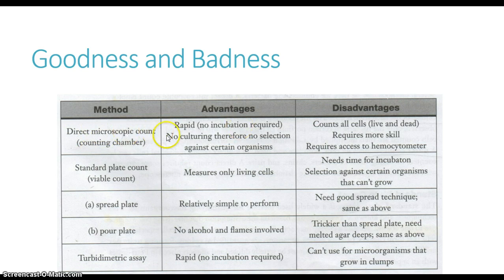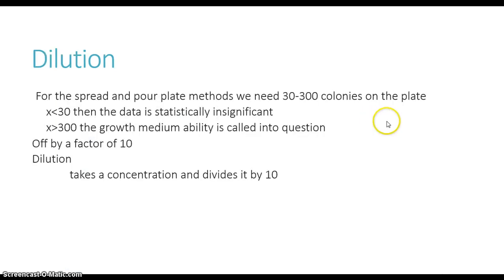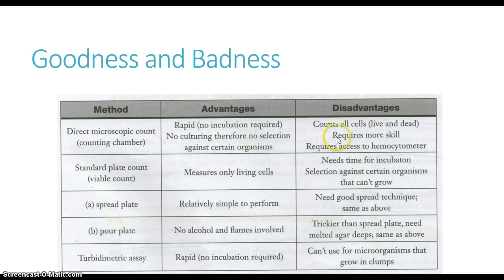Direct microscopic count is very rapid. There's no culturing, and therefore there's no selection against certain organisms, so anything can grow. However, counts are of alive and dead cells. Sometimes it requires a lot of skill. At my lab job, sometimes the eggs we're trying to count are actually different eggs than what we want to count, so it takes knowledge of the type of cell and what it looks like to do the count, and it also requires a hemocytometer, so you have to have that special plate.